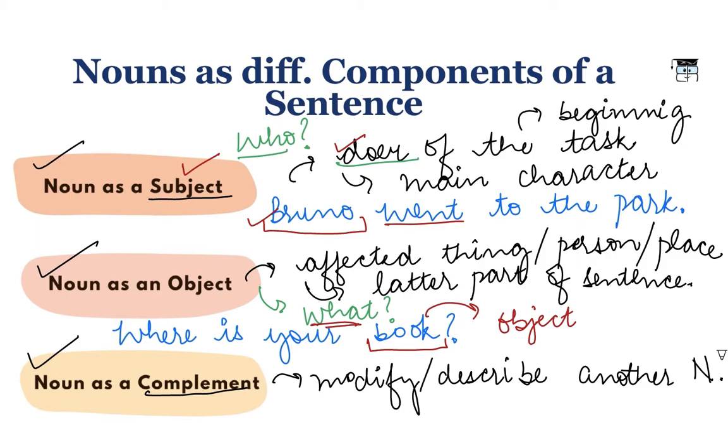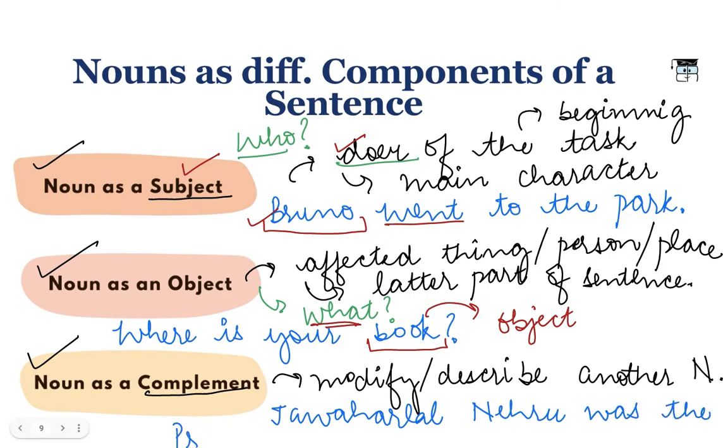When a noun is used to modify or describe another noun, it acts as a complement to that noun. Understand this with the help of an example. If I have to say, Jawaharlal Nehru was the Prime Minister of India.